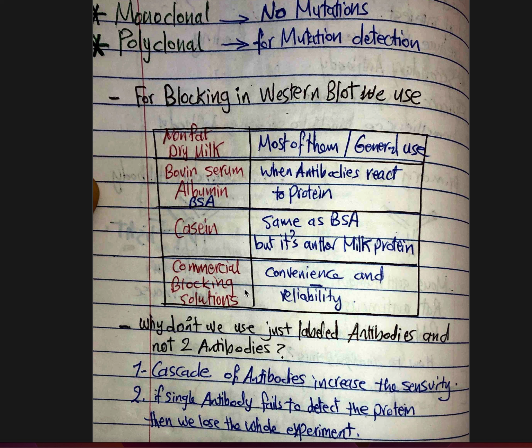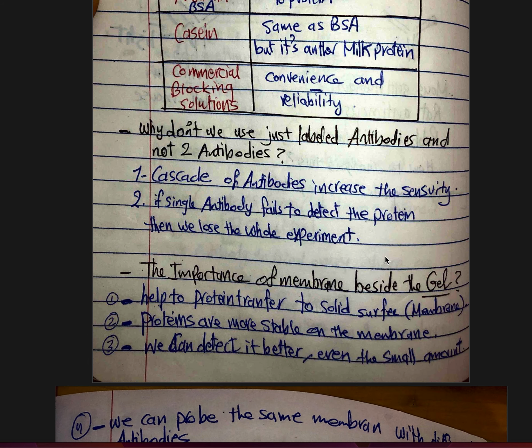So about the bovine serum albumin, when the antibodies react to the protein, it's the same action used for the blocking. What exactly do we mean by blocking? It means preventing nonspecific binding of the antibodies to the protein.